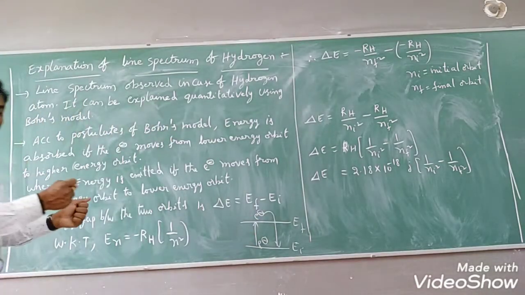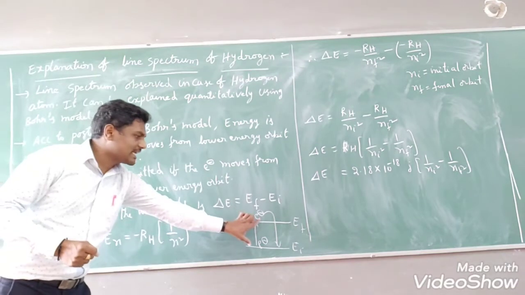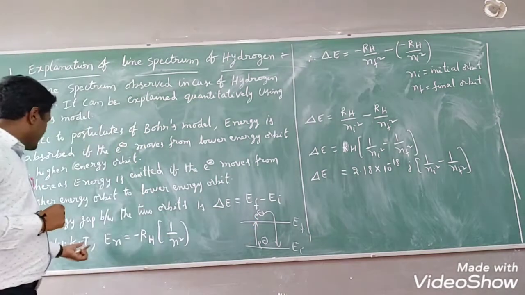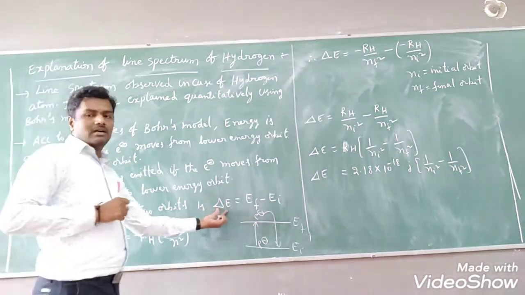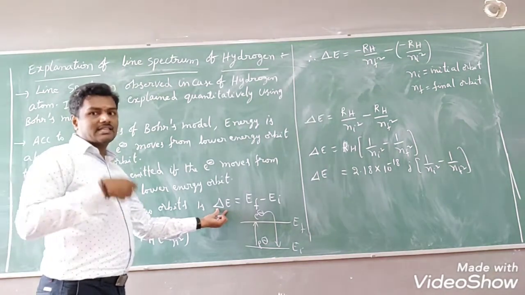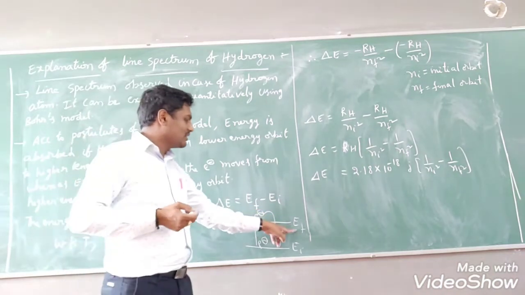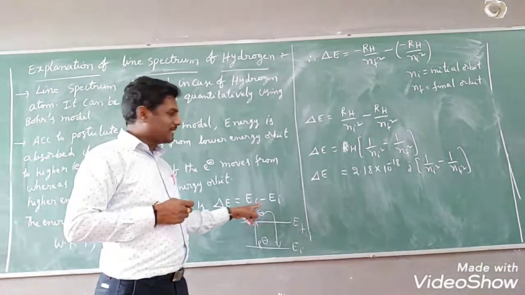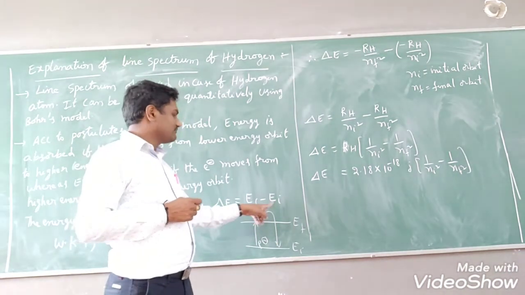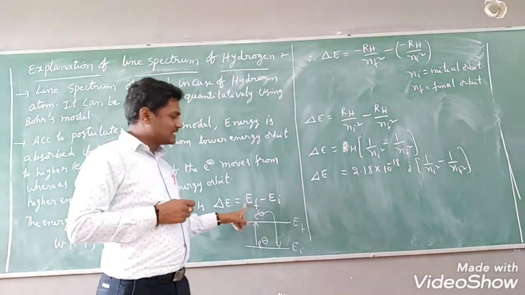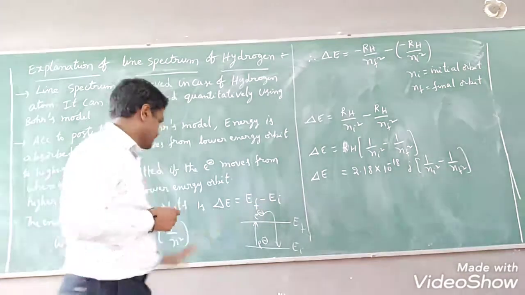The energy gap between the two orbits we can represent with delta E. Delta E is nothing but the highest energy minus the lowest energy. Which has the highest energy? The final energy. So delta E equals EF minus EI, the final orbit energy minus the initial orbit energy, right, students?